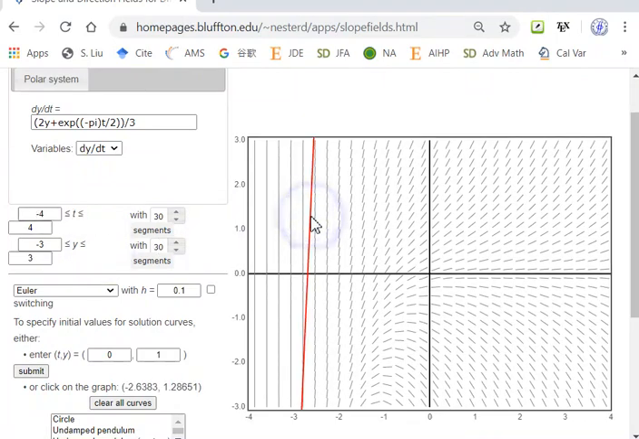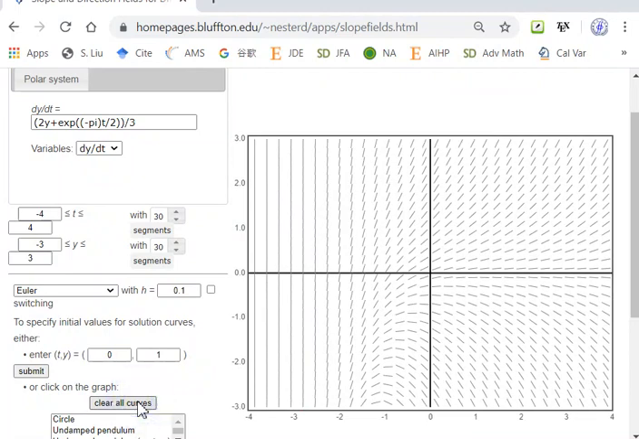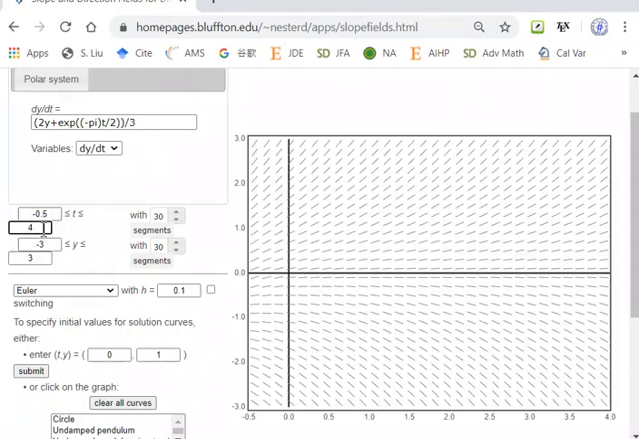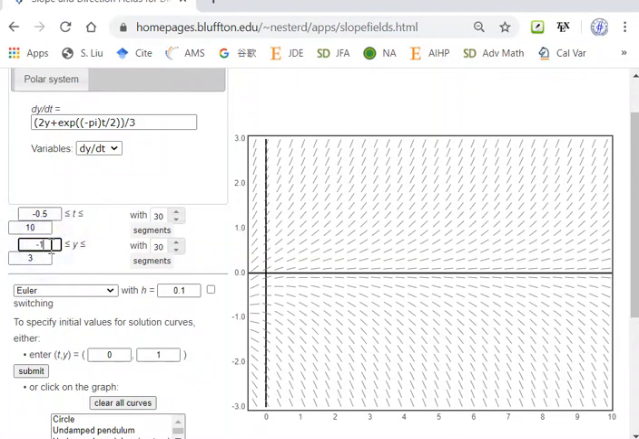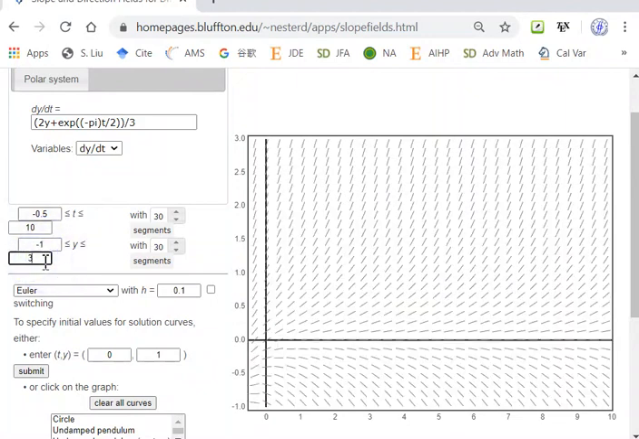Now we change the range of t and y. Here t is from minus 4 to 4. Maybe we use minus 0.5 to 10. We can adjust it as we like. And y from minus 1 to maybe 3 is okay. So this is the graph of the direction field.